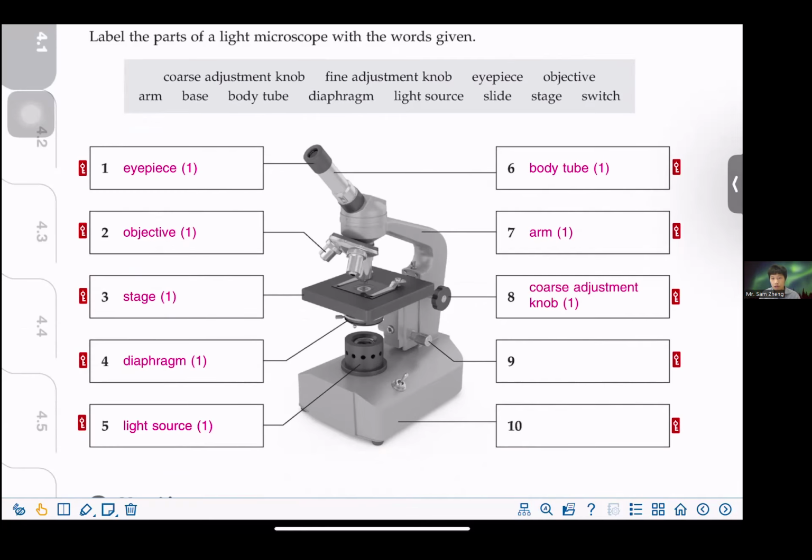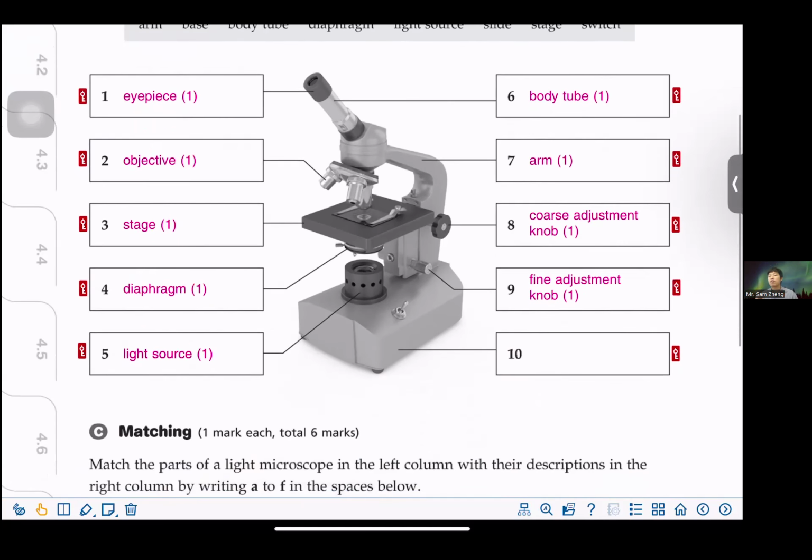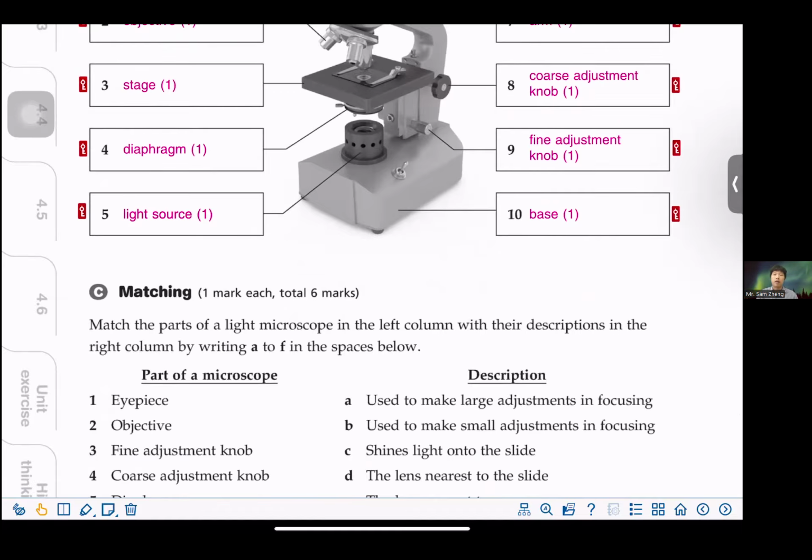Next, we also have the fine adjustment knob. In this case, you seldom see a significant movement of the stage. It only moves a little bit when we turn the fine adjustment knob. Next, we have the base, which is where we place the microscope.